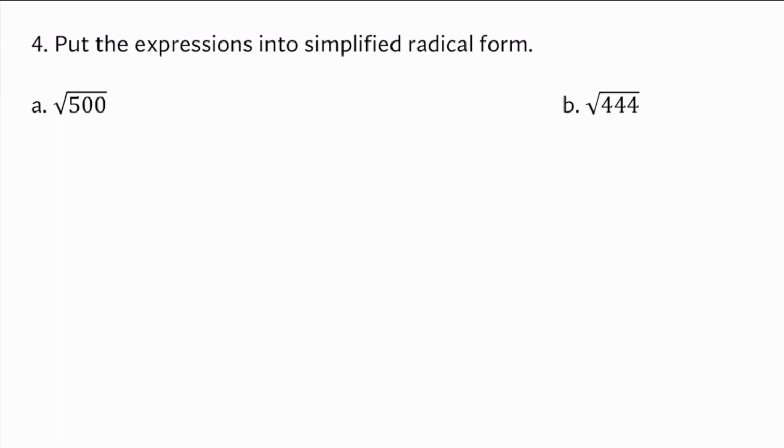Alright, now the last set of problems is just put these in simplified radical form. So this is kind of what I was saying at the beginning. No unsimplified radicals. So it's like if there's a square factor of the number, then we're going to have to factor it out and simplify that square root. And no radicals in the denominator. So we should probably be able to do that. Alright, square root of 500.